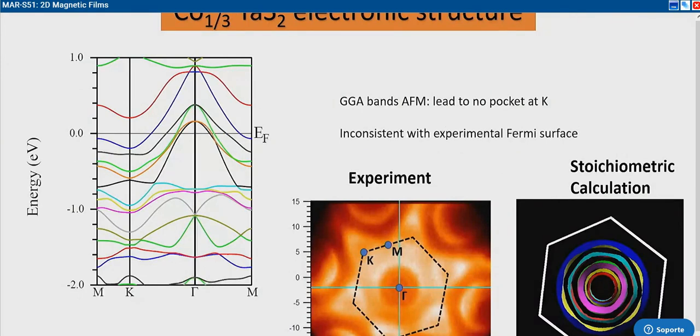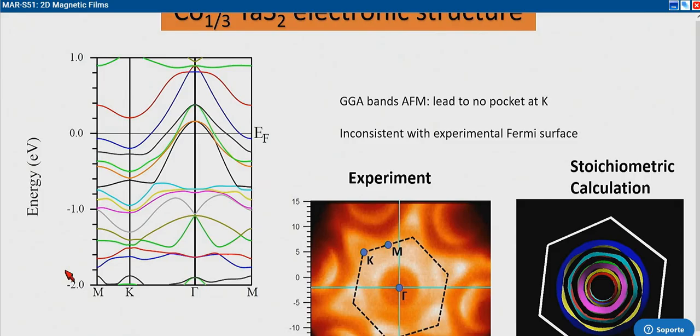If you look at the bands, these are the GGA bands here, and try to extract a Fermi surface from them, we see that we have some hole pockets here around gamma. These are in the Fermi surface, these ones here. But if you compare with the experiments that our colleagues took, it doesn't fit. We see additional features here at K that are missing in this calculation.